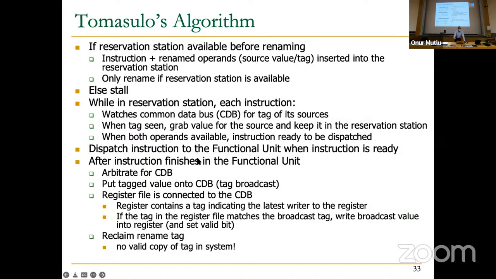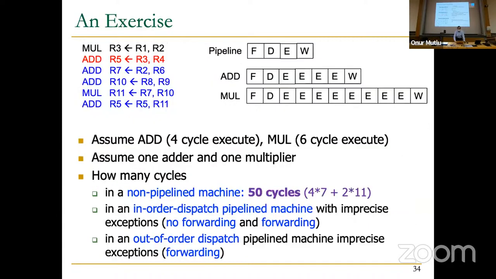After the instruction finishes in the functional unit, you arbitrate for the common data bus, or have multiple common data buses. You broadcast the tagged value onto the common data bus. And the register file is also connected to the common data bus. If the tag in the register file matches the broadcast tag, the broadcast value is written into the register and the valid bit is set. And this is also true for the reservation stations. We will see this with some animation in a little bit. Okay, any questions on this? This is just to show you that there's an algorithm that enables this, but we'll see this with the animation first.